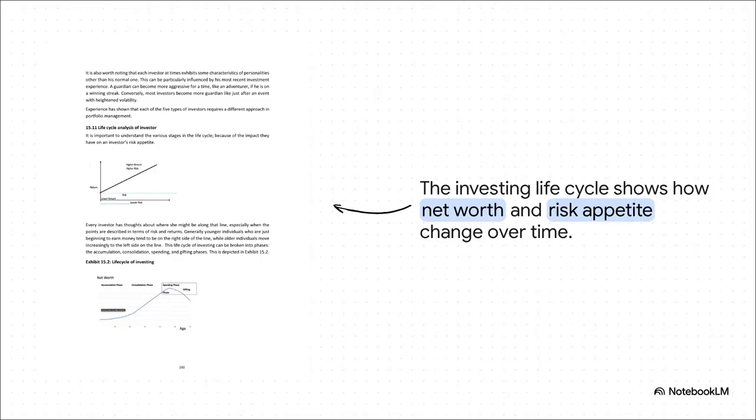So beyond just personality, an investor's stage of life is absolutely critical. This chart here shows the typical investing life cycle. And really, the core idea is super simple. As people get older, their financial situation and their ability to take risks change, and they change dramatically. A 25-year-old and a 65-year-old should have completely different portfolios, and this is the reason why.